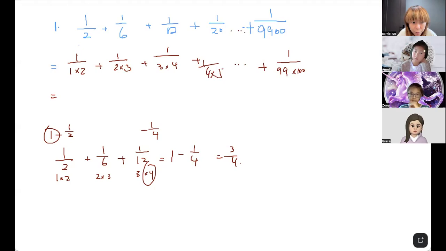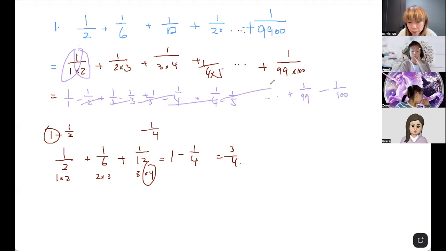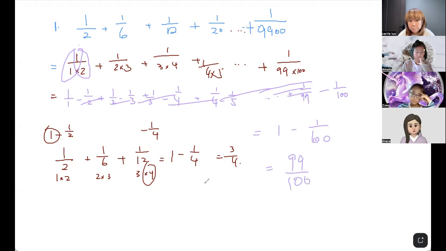So every time we change it, it's like what? It's 1 over 1 minus 1 over 2, right? Plus 1 over 2 minus 1 over 3, plus 1 over 3 minus 1 over 4, plus 1 over 4 minus 1 over 5. So the last one is what? Plus 1 over 99 minus 1 over 100. And we know that the mid part is always being crossed out. So it's always 1 minus 1 over 100. So the answer is 99 over 100. Good job, Grace. Okay, very good. Understand, Zoe?